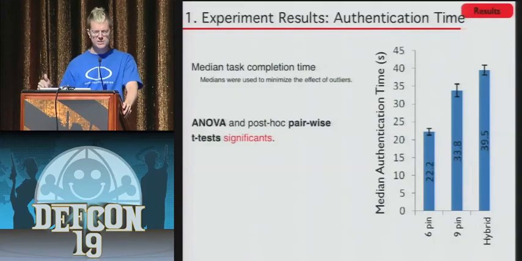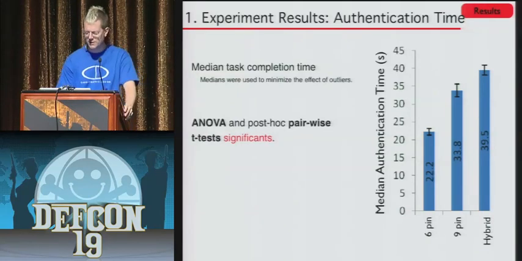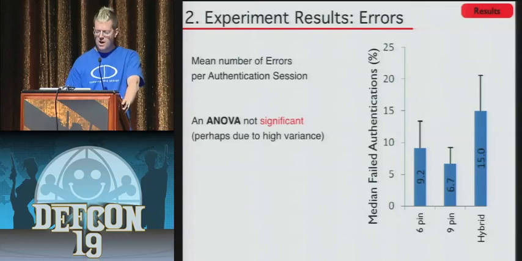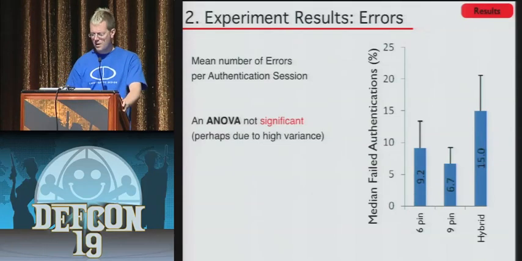So the results from this user study showed, first of all, that the different methods did take different amounts of time. As you would expect, the longer pin takes longer to enter, but the hybrid mode, entering the incorrect ones, even though it's a 6-digit one, took even longer. But there are 12 entries instead of 6. The number of errors was not significant, but possibly due to the high amount of variability of the study.